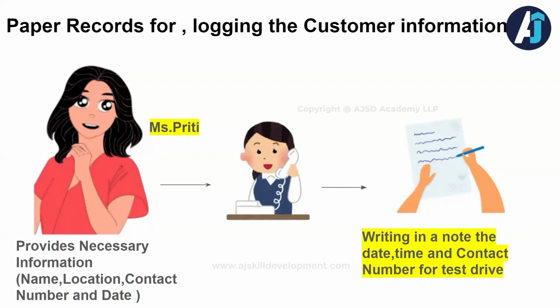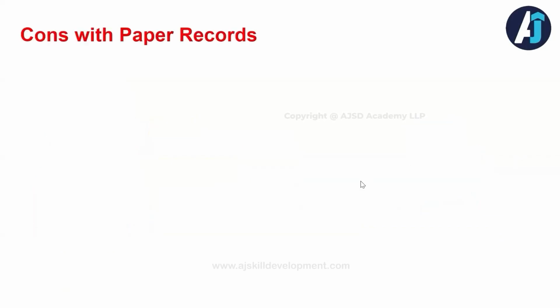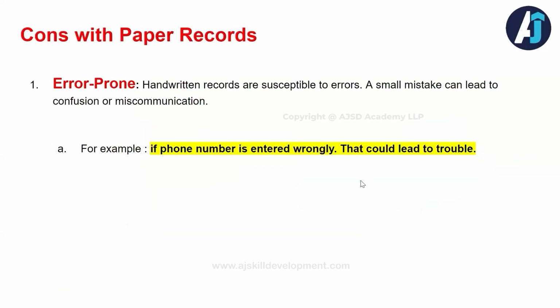There are many cons here. Whenever we write down something, we humans can make errors. The paper record way of doing business introduced much confusion and miscommunication because of these human errors. So we are going to see this as a use case again.